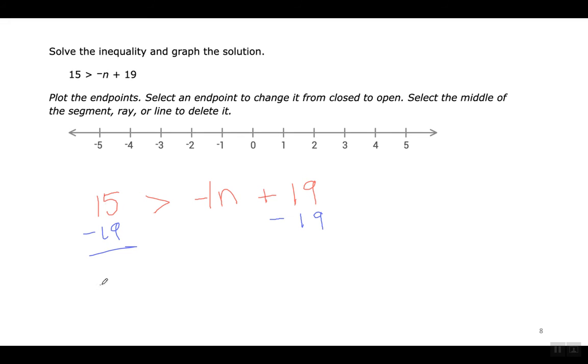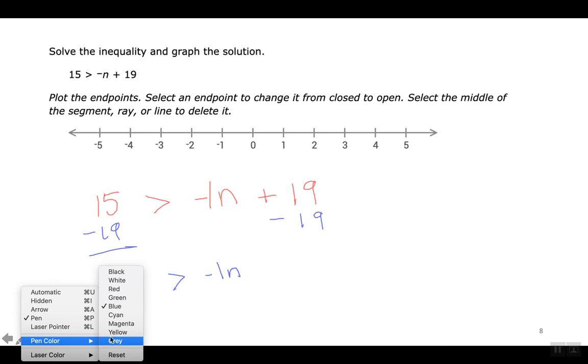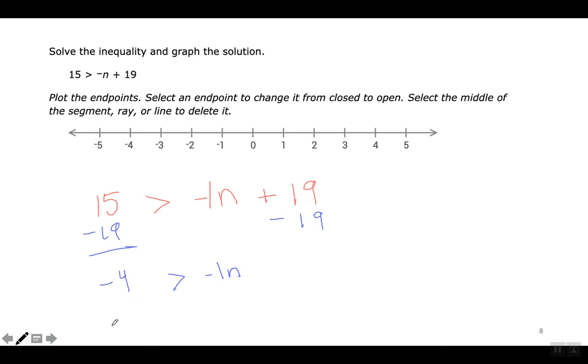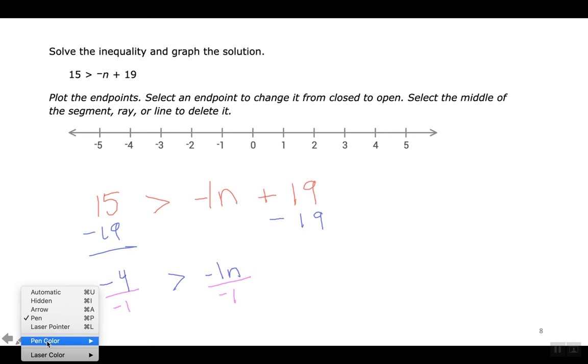15 minus 19 is negative 4. And right here I got, let's say, negative 1n. Now I want to get rid of that negative 1, so it'll just be a positive n by itself. The way to get rid of it is to do the opposite of multiplying by negative 1, which would be dividing both sides by negative 1. But you have to remember, if you multiply or divide both sides by a negative number, the sign flips. So in this case, the sign is going to flip.